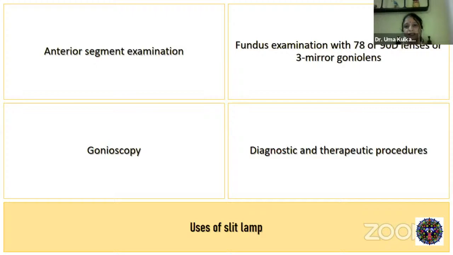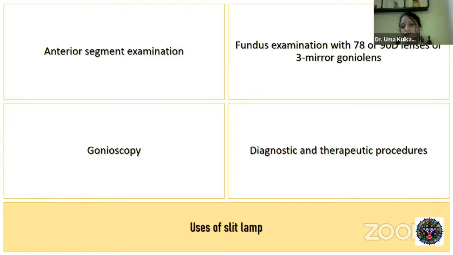So if a 90D lens is used, the magnification that is offered is 60 by 90, which is around 0.6. That means there's actually minification of the image. There's no magnification. Then how do we see the structures big with 90D? It is mainly because of the magnification offered by the slit lamp.